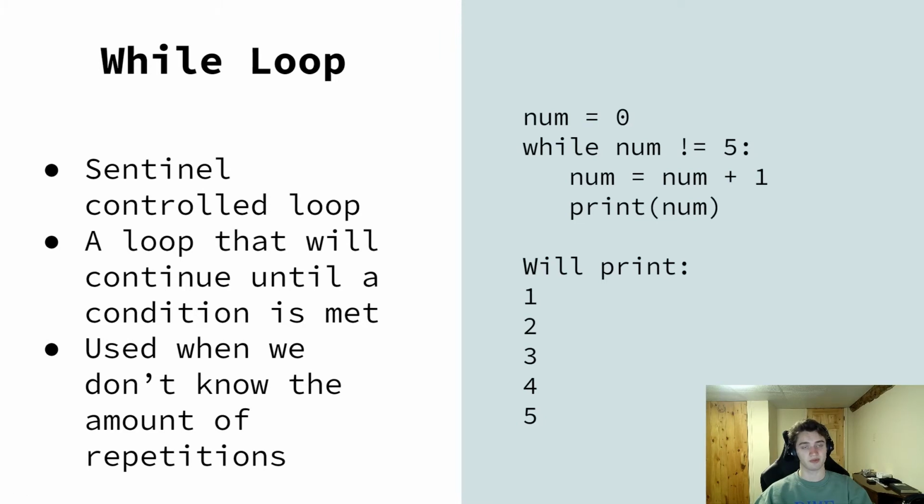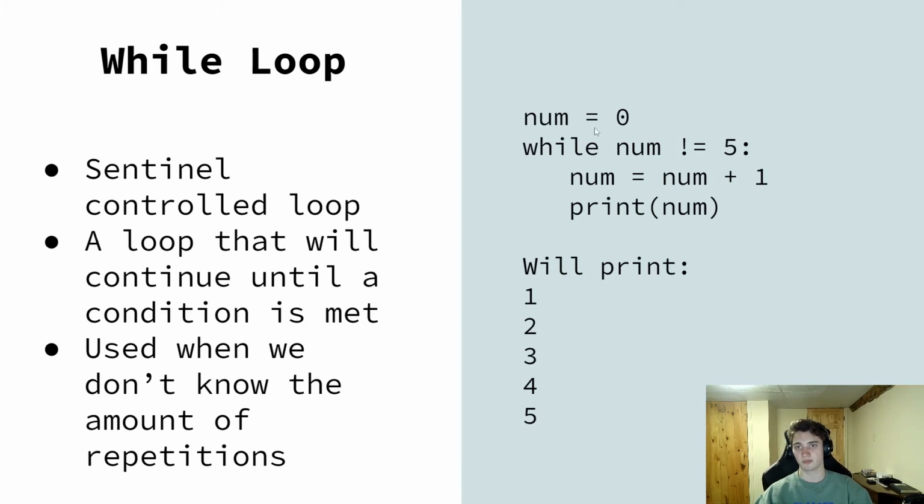There's also another type of loop called a while loop. A while loop, otherwise known as a sentinel-controlled loop, is like a for loop mixed with an if statement. It's a loop that will continue to run until a condition is met, and it's very useful when we don't know the amount of repetitions we might want. So here we have an example of a while loop.